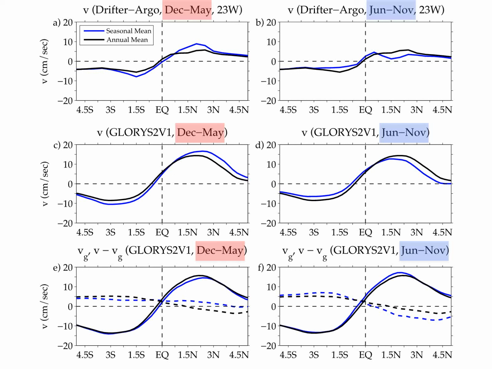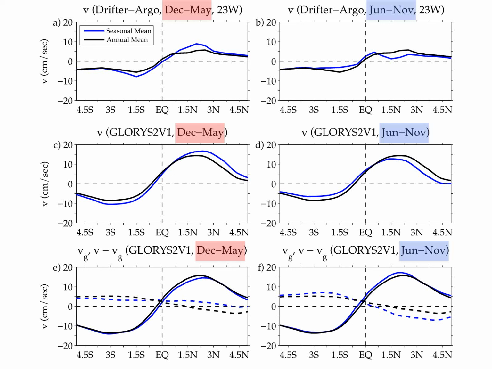So the first puzzle that we see here is that in June through November, the trade winds are supposed to be strongest. So the near surface currents, one would expect to be stronger during that time period. And you can see from the blue line that they're stronger in December to May when the trade winds are weakest. That's a big puzzle as to why that's happening. And that is something that happens in both the observations, so this is drifter Argo, and in the model.